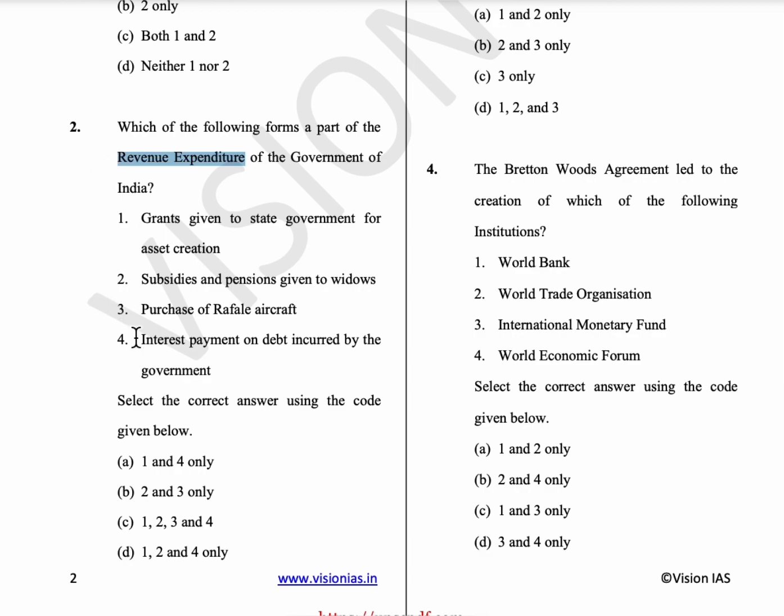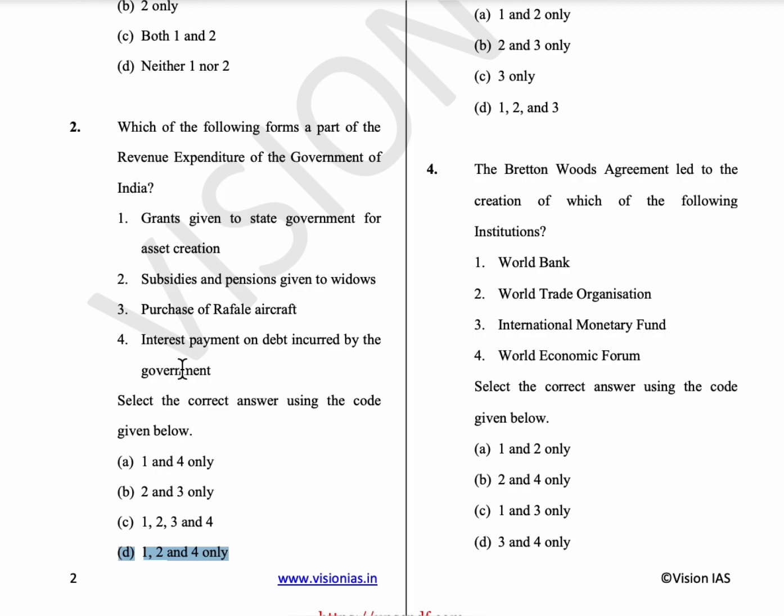So look at the statements over here. First statement is grants given to state government for asset creation. Yes, it comes under revenue expenditure. Next is subsidies and pensions given to widows. This also comes under revenue expenditure. Next is purchase of Rafale aircraft. This doesn't come under revenue expenditure, I'll explain why. Next, the fourth statement, interest payment on debt incurred by the government. So 1, 2 and 4 come under revenue expenditure.